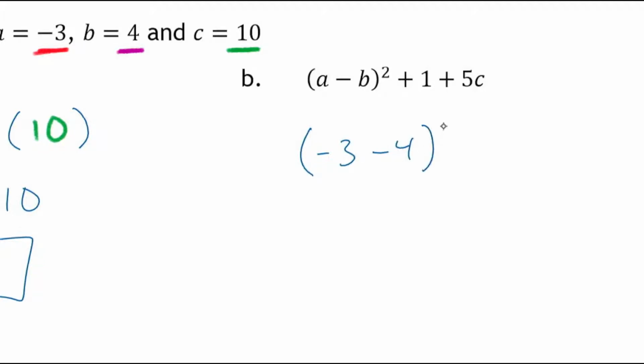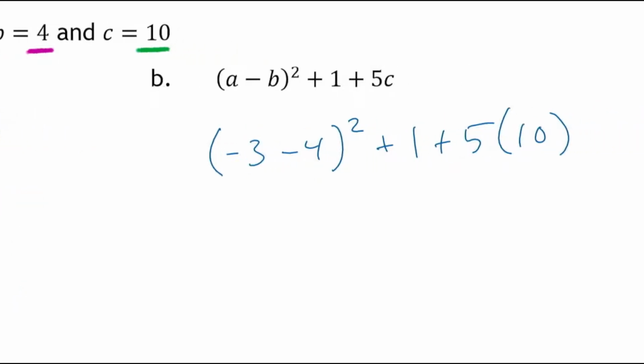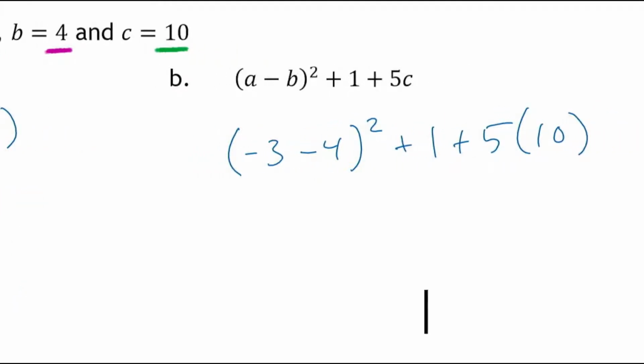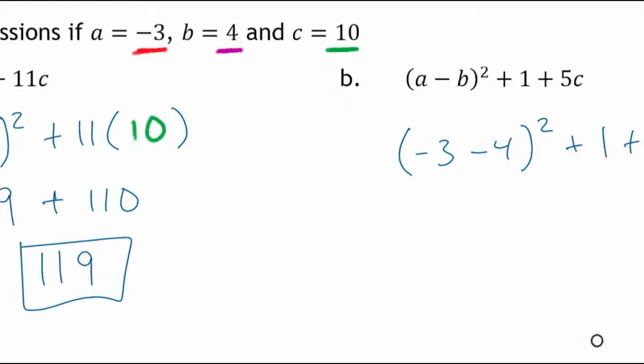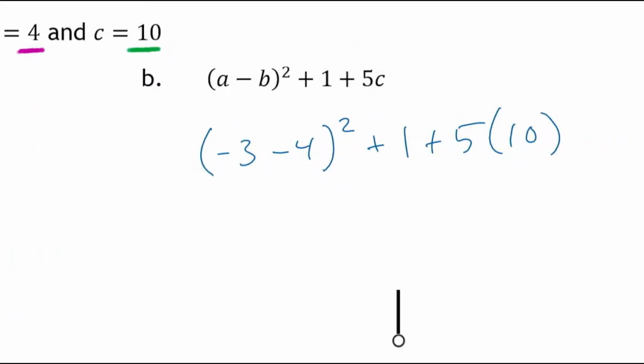4, and I need to square that, plus the number 1, plus 5 times C, which is the number 10. Okay, so let's see. A is negative 3, and B is 4. So this says take A and subtract B. So that is negative 7. When I square negative 7, I do get the number 49.